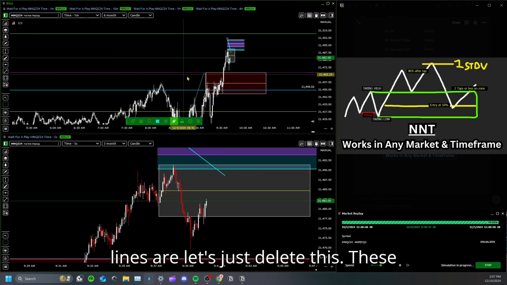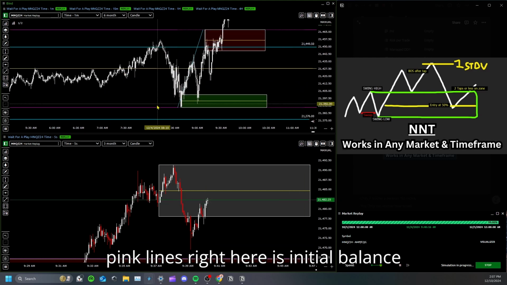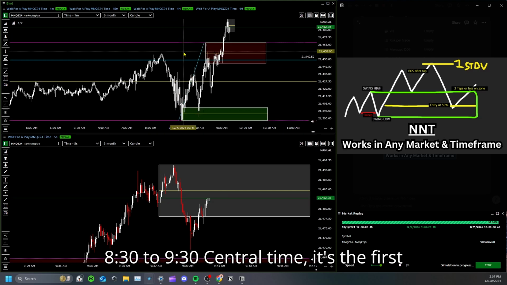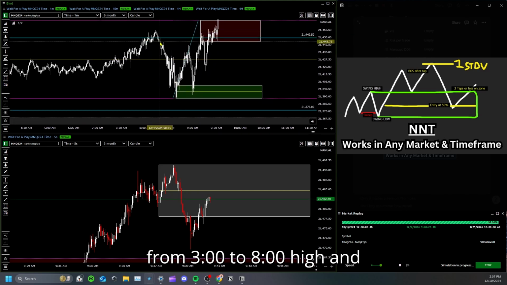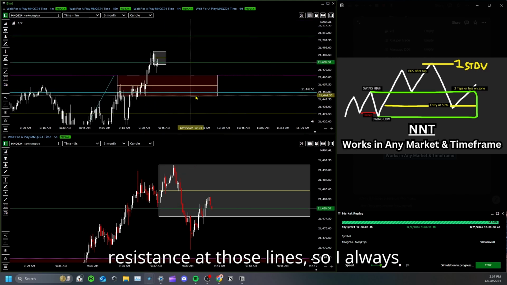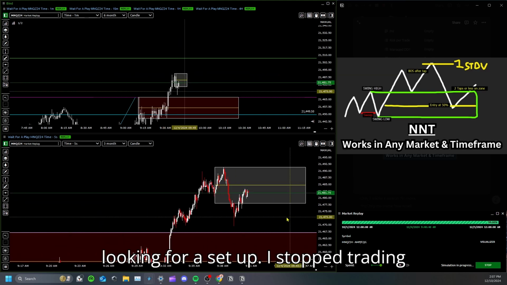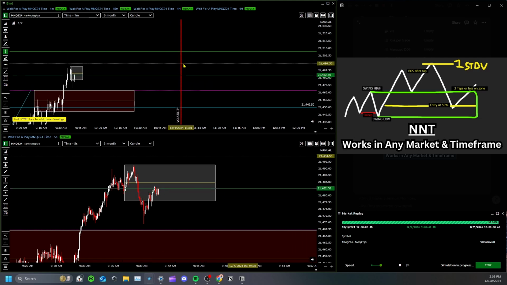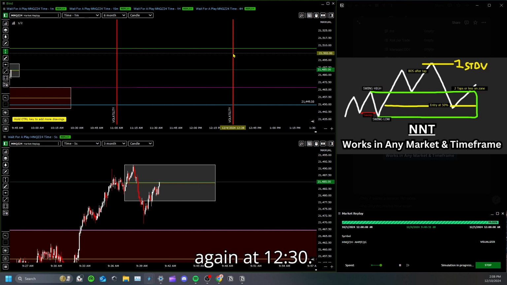I have these pink lines, let's just delete this. These pink lines right here is initial balance of first hour high and low open from 8:30 to 9:30 Central Time. It's the first hour open for me. These blue lines are from 3 to 8 o'clock high and low. It's London. I get a lot of resistance at those lines, so I always mark them out. And then we're looking for a setup. I stopped trading at 11 o'clock, so let's put a line there. 11. And I get back at it again at 12:30.